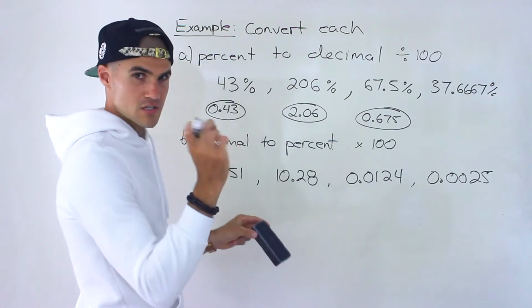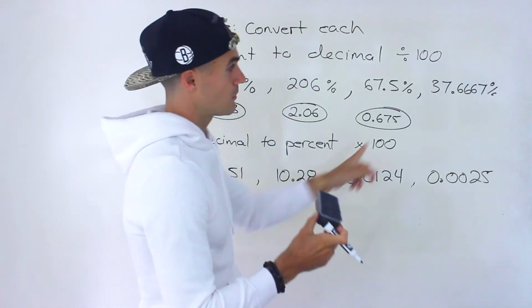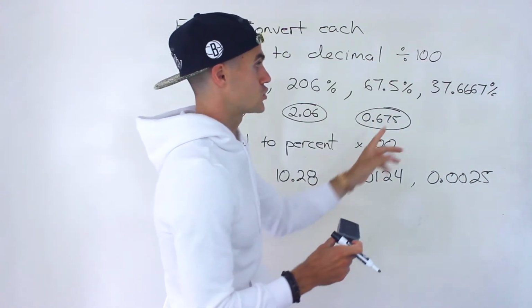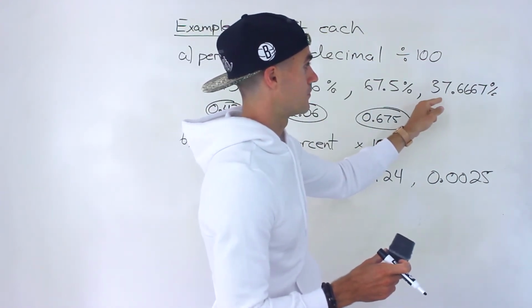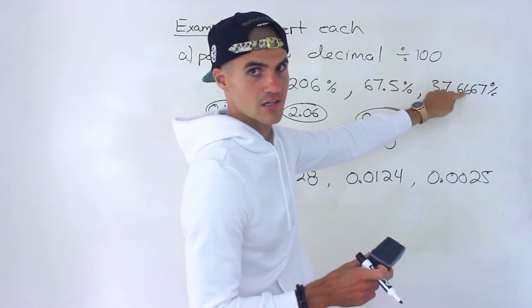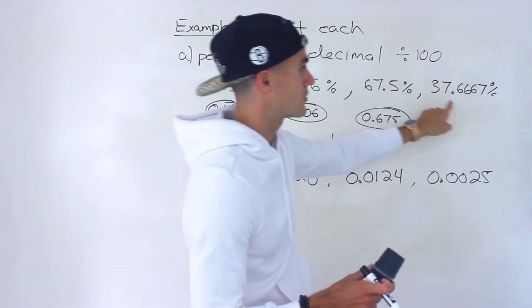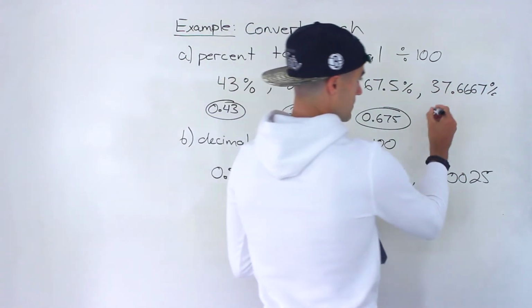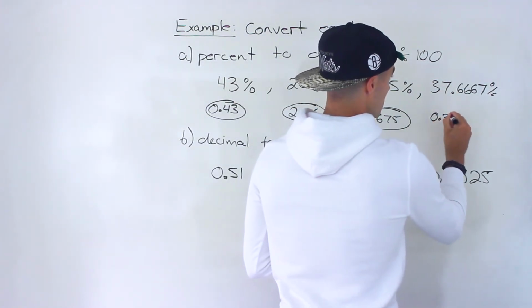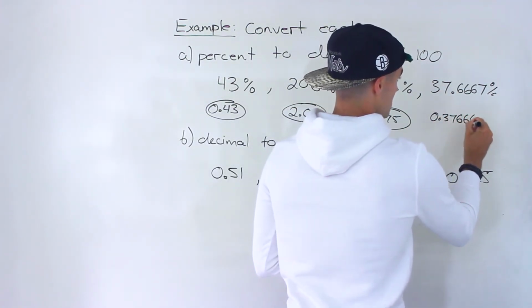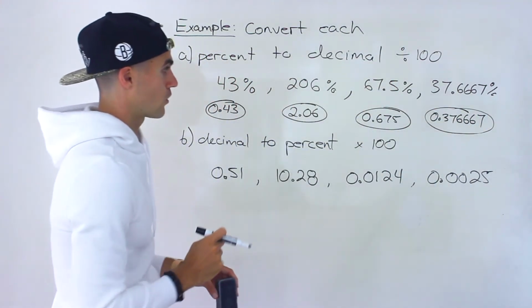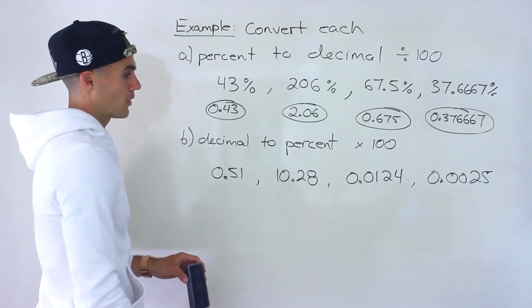So don't get confused if you see fractions within percentages. I recommend turning the fractions within the percentage into decimals, and then taking that entire percentage and converting it to a decimal. So dividing this by 100, we would get 0.376667. So that's the answer for part A.